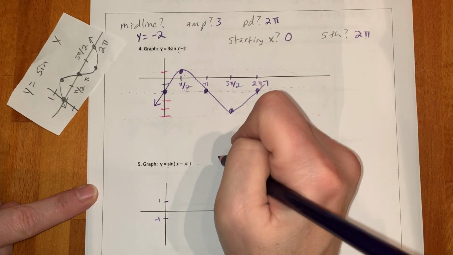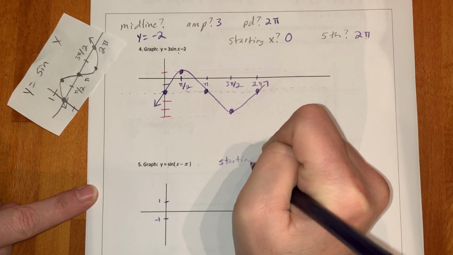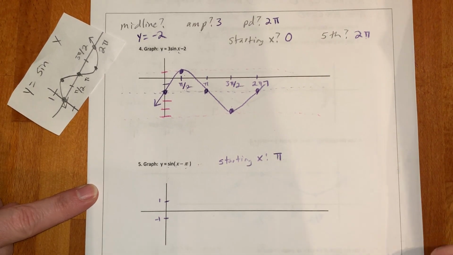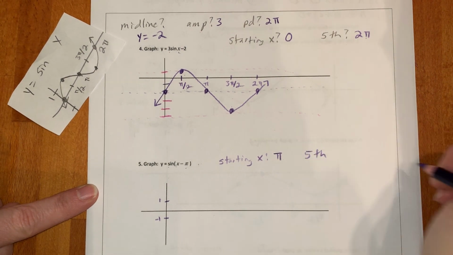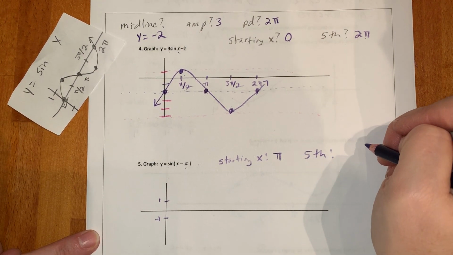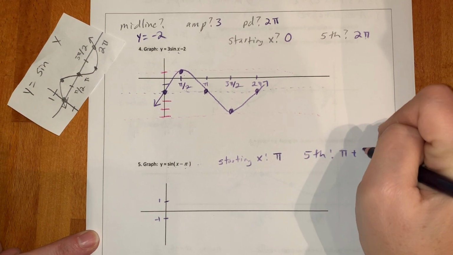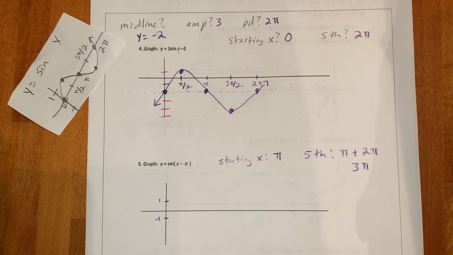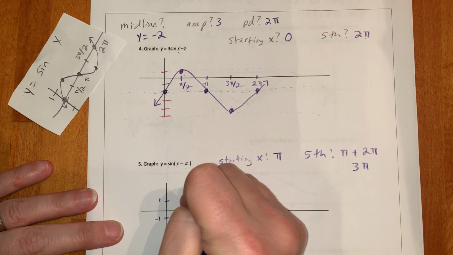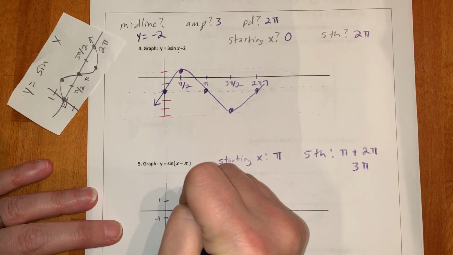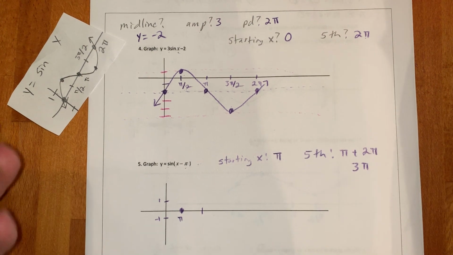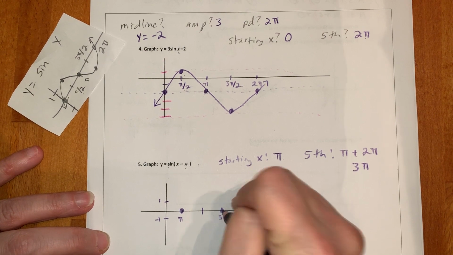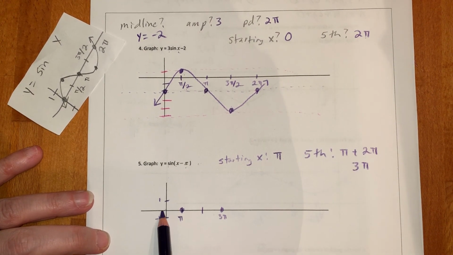Now my starting x value, this is different. My graph moves to the right pi, so my starting x value is pi. My 5th x value is going to be pi plus 2 pi, 3 pi. I want to make sure I leave myself enough space. So here's 1 pi, starting x value. This will be 2 pi, not going to use that yet. 3 pi, ending x value. Okay, notice that these are kind of even because it's 1, 2, 3.